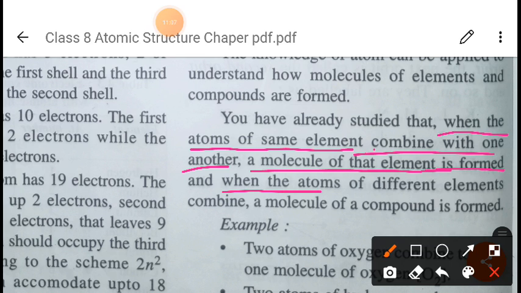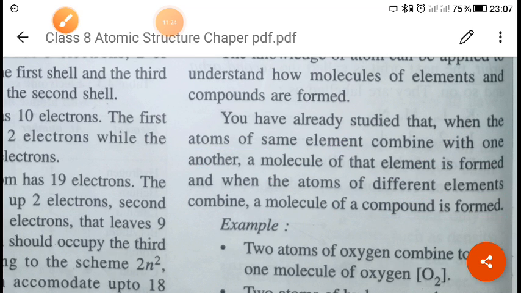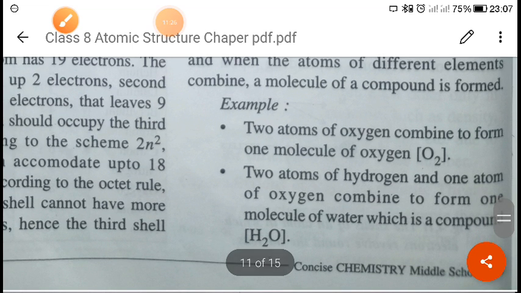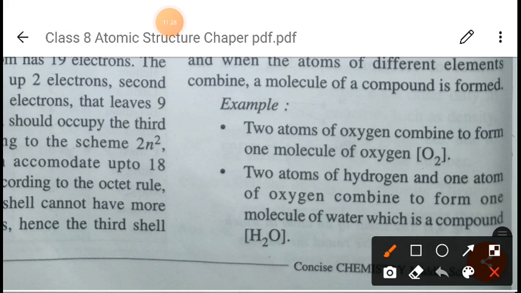Now, when atoms of different elements combine, a molecule of a compound is formed, right? If different elements combine together, they will form a molecule of a compound, and if the same element combines together, it will form a molecule of the element, right? We discussed this in the previous class. So let us take one example. As we know, two atoms of oxygen combine to form one molecule of oxygen, right? As you can see.